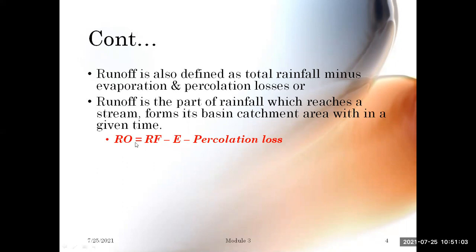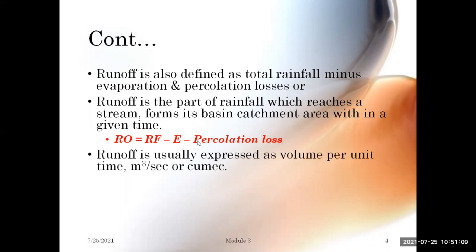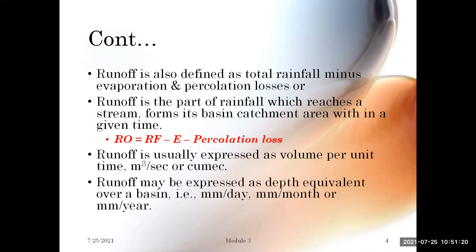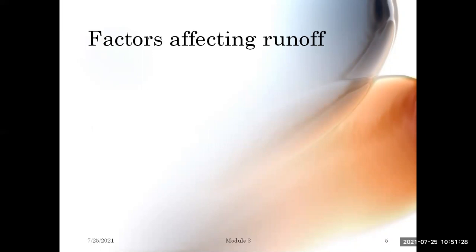You can see the relation: runoff is equal to rainfall minus evaporation minus the percolation losses, and it is usually expressed in terms of volume per unit time, that is, cubic meter per second, or it is also expressed as depth in terms of mm per day, mm per month, or mm per year. The next topic is the factors which affect the runoff.